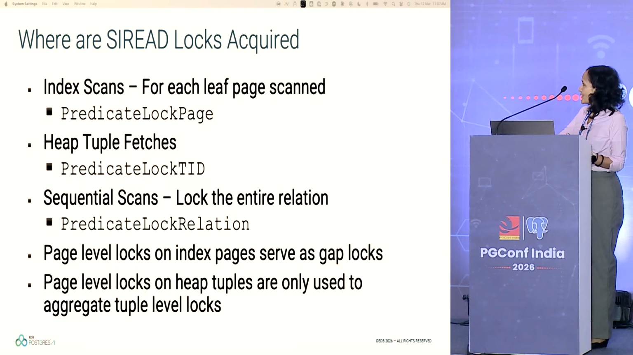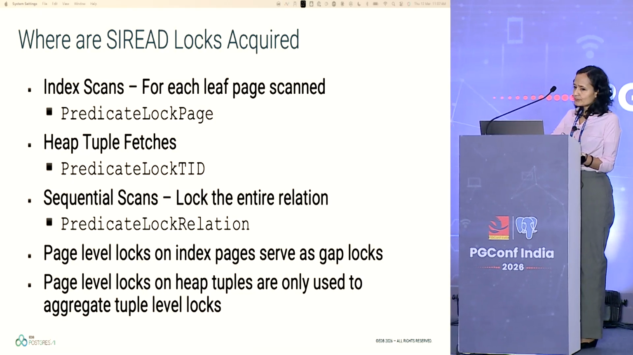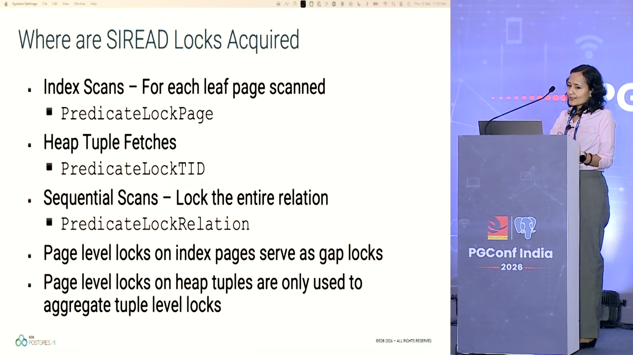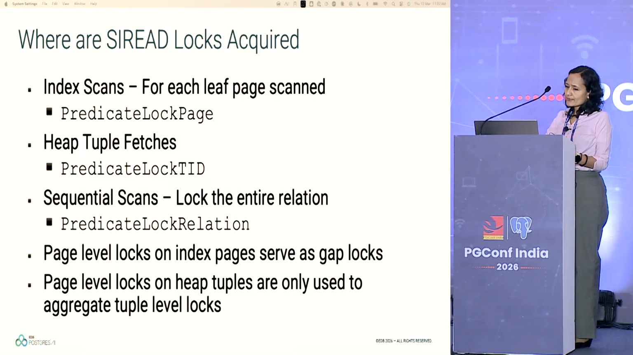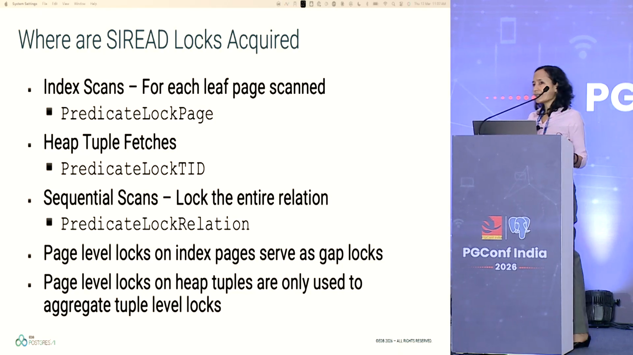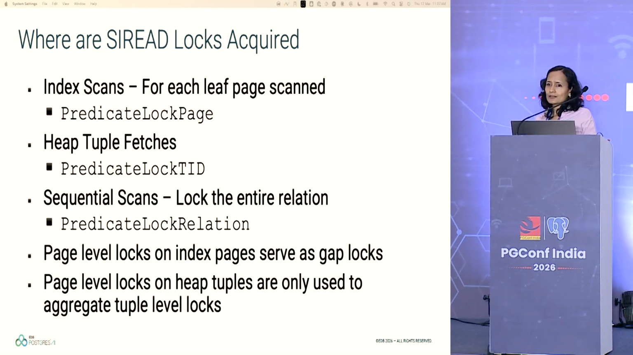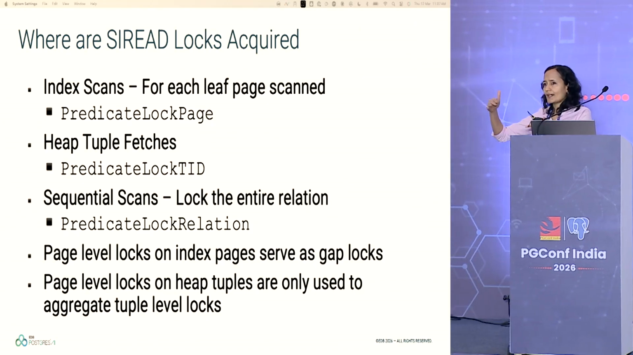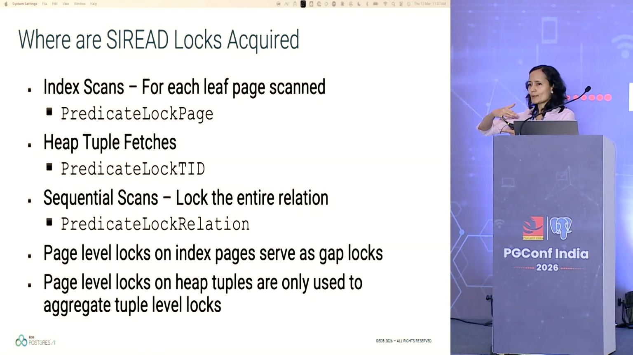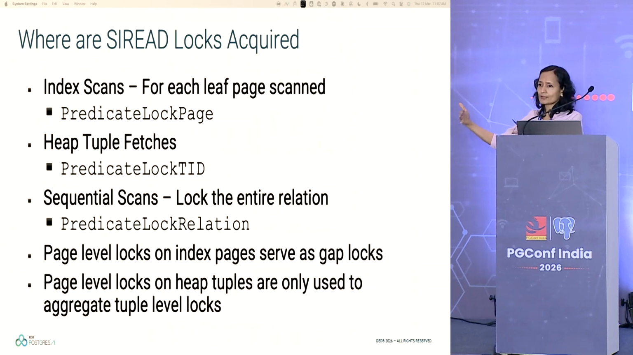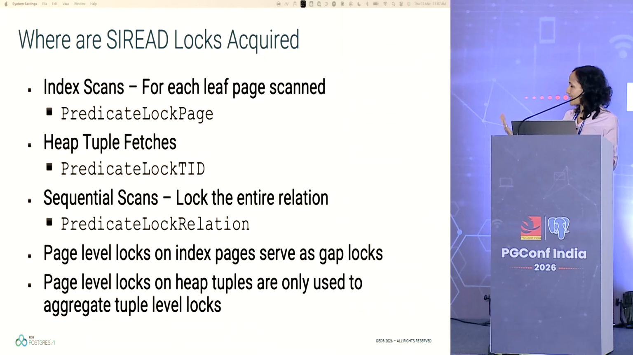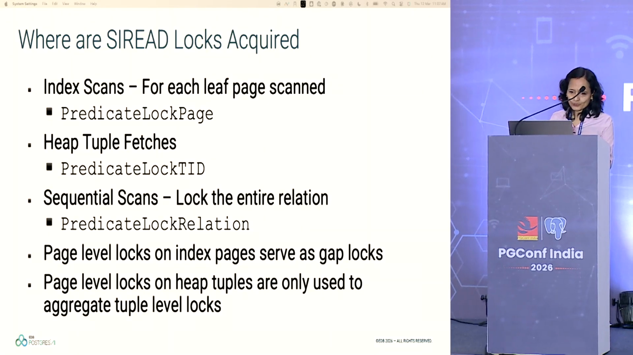So index scans, for each leaf page scanned, the index page is locked. Whenever a heap tuple is fetched, the tuple is locked. Sequential scans lock the entire relation. Page level locks on index pages serve as gap locks. So for example, if you're searching for a certain range and you read a bunch of leaf pages, all of those would be locked, and everything on those leaf pages is considered to be locked. So any future inserts happening in that range will also be locked.